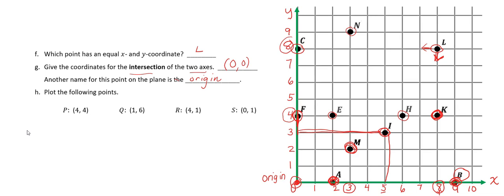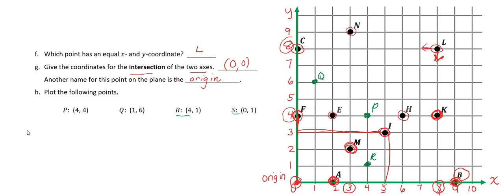And finally, we're going to plot the following points on the grid. I'm going to use a different color here because my grid's getting kind of messy. Okay, so we're going to plot point P at 4, 4. So I'll move over 4 and up 4 to plot point P. Then I'll put Q at 1, 6. So I'm going to move over 1 and up 6 for Q. And then we'll plot point R at over 4, up 1. Over 4, up 1 would be R.